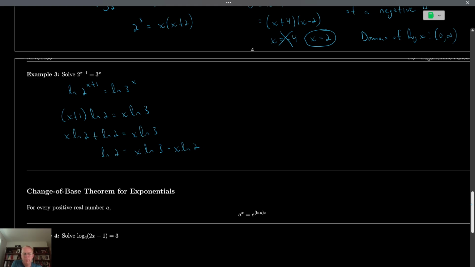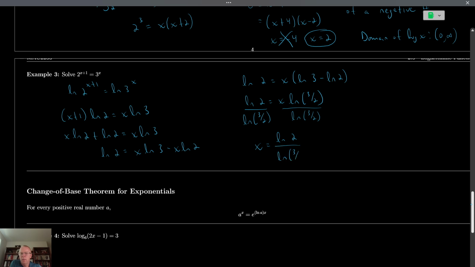Now, what we can do is we can factor this out. So ln of 2 equals x times ln of 3 minus ln of 2. Now use the properties of logarithms. That gives us ln of 3 halves, 3 divided by 2. So ln of 2 equals x times ln of 3 halves. Now divide both sides by ln of 3 halves. So x equals ln of 2 over ln of 3 halves.